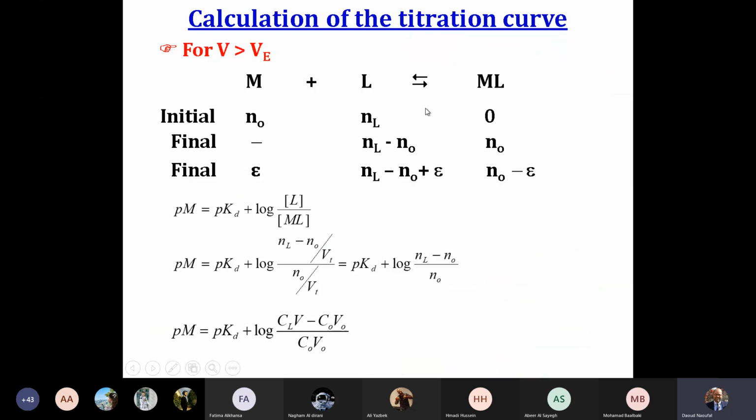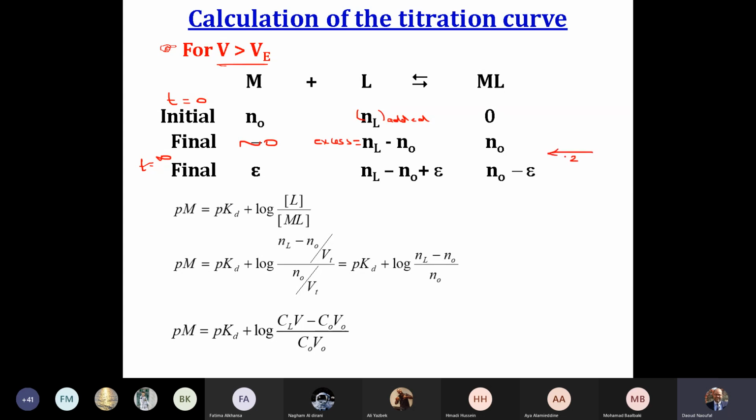And the last point is after equivalence. After equivalence, M is limiting and L is in excess. So at t equals 0, we have initially N0 of M, L is NL added, and ML equals 0. The reaction will proceed till t equals infinity. Since the volume added is after V equivalence, M is practically 0, L is in excess, so it equals NL minus N0, and we have N0 of ML.